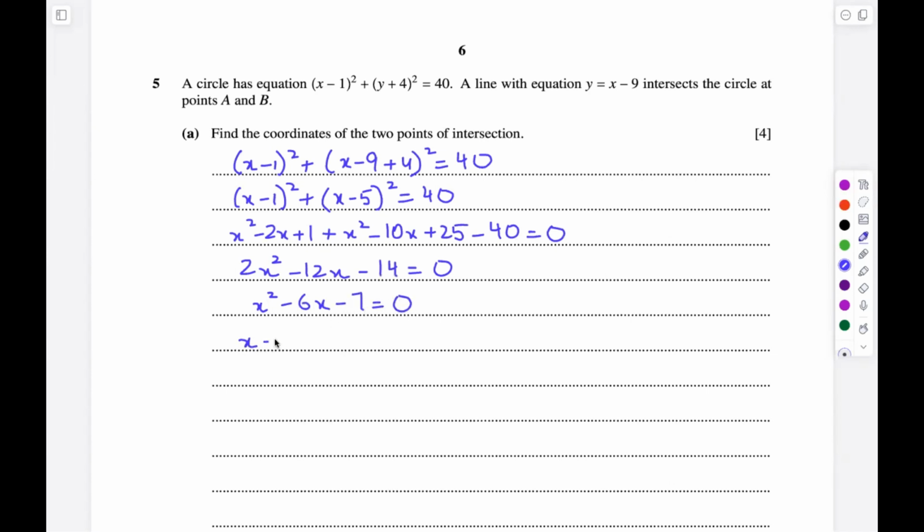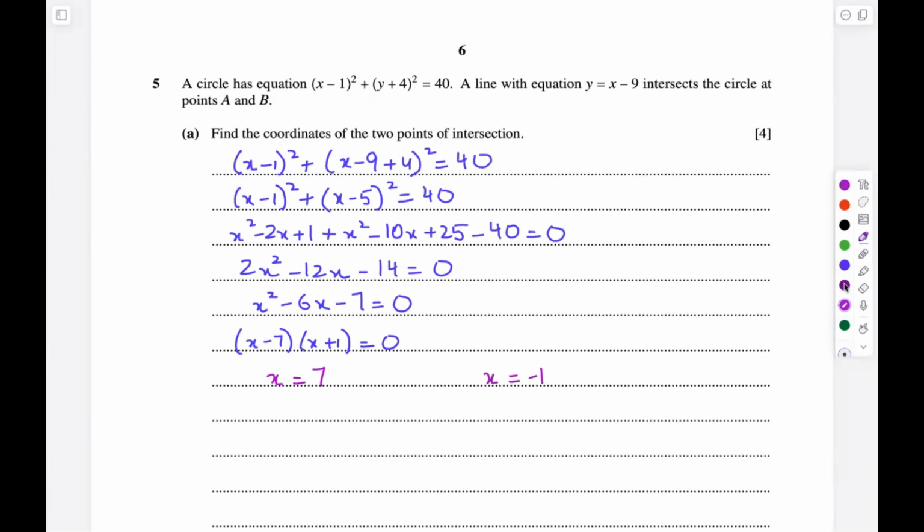When we factorize this, we have to get a 7 when we multiply and a minus 6 when we add. So this will become (x minus 7)(x plus 1) equals 0. So the two x coordinates will be x equals positive 7 and x equals minus 1.